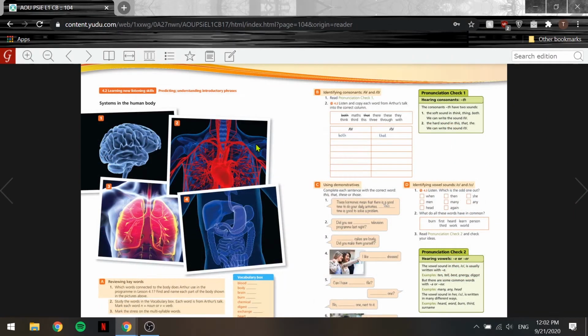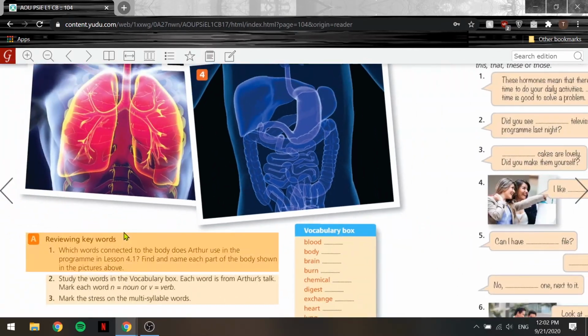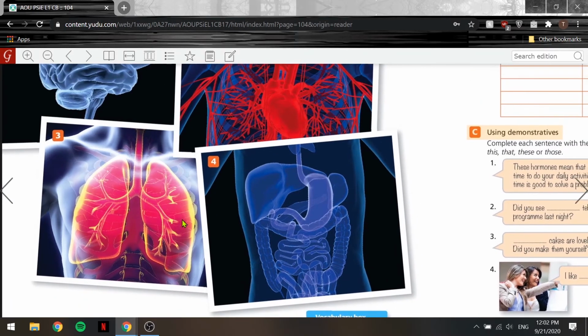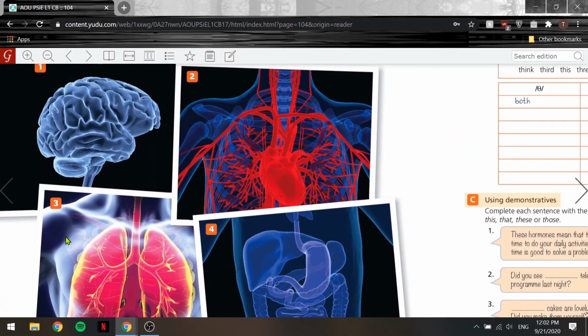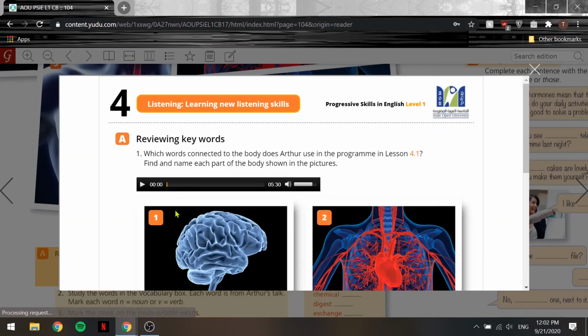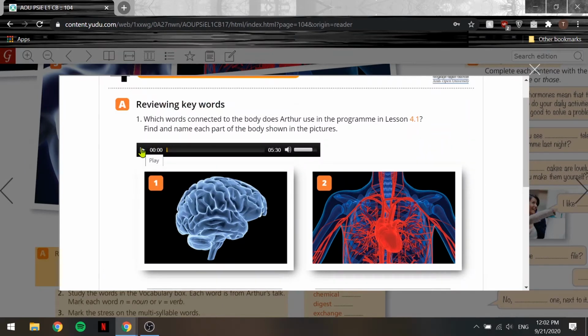Alright, guys. So now moving on to the next page, let's go to exercise A. Here we have reviewing keywords. Which words connected to the body does Arthur use in the program in lesson 4.1? Find and name each part of the body shown in the pictures above. So we're going to have to name these 4 pictures above. Okay, so let's listen to the audio recording first, and then we'll answer these. Track 4.1.